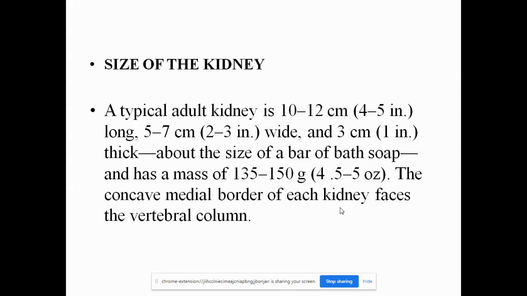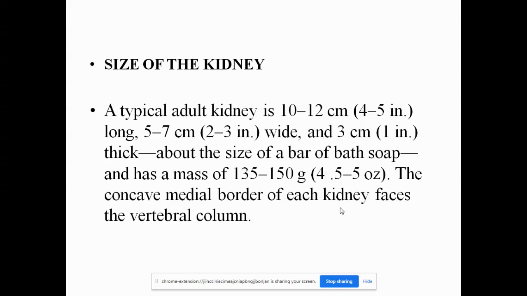So what is the size of the kidney? A typical adult kidney is 10 to 12 centimeters long, that is 4 to 5 inches, and 5 to 7 centimeters wide, that is 2 to 3 inches, and 3 centimeters thick, about the size of a bar of soap.